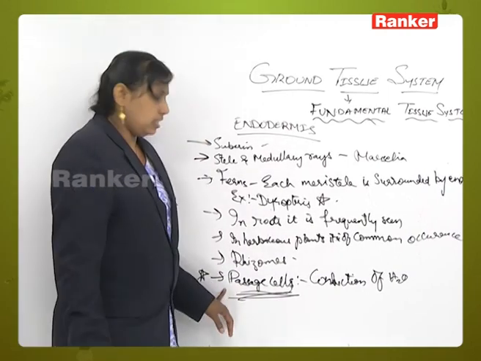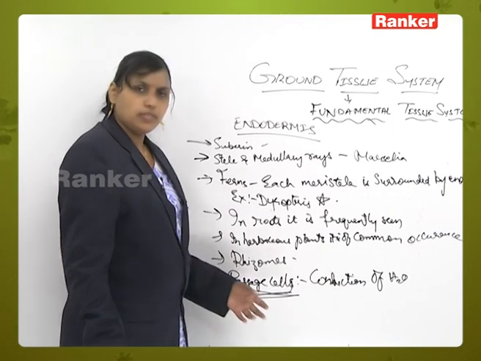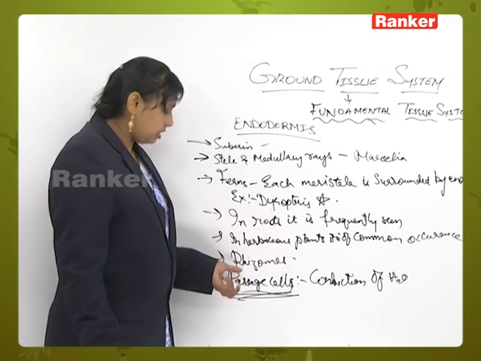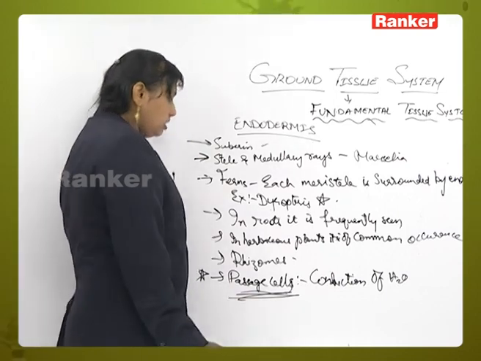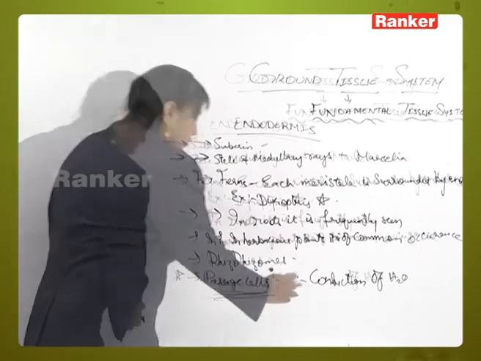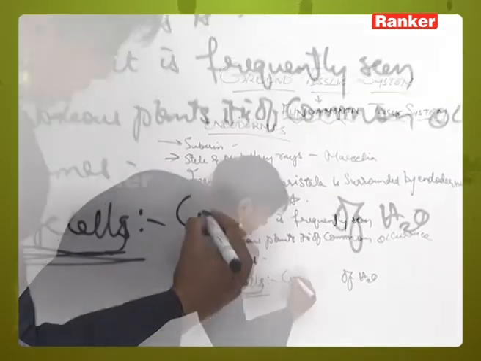These passage cells are nothing but a special type of cells. Because of the thickening in the endodermal cells, we develop a structure called passage cells. The major function of these cells is conduction of water. The major function of a passage cell is conduction of water.